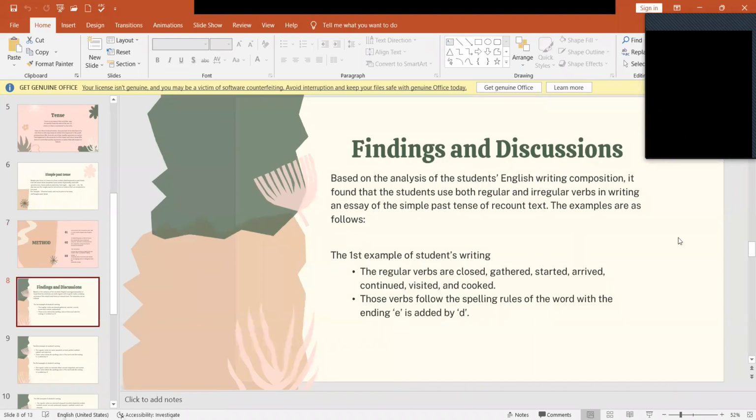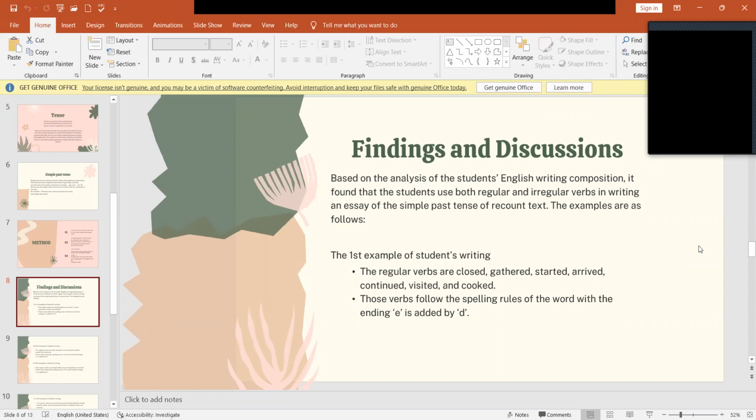The next is findings and discussions. Based on the analysis of the students' English writing compositions, it was found that the students used both regular and irregular verbs in writing an essay of the simple past tense, in recount text. The examples are as follows. The first example of students' writing.